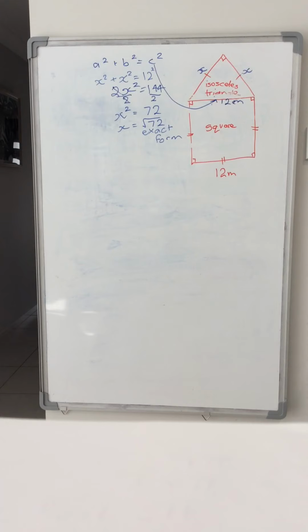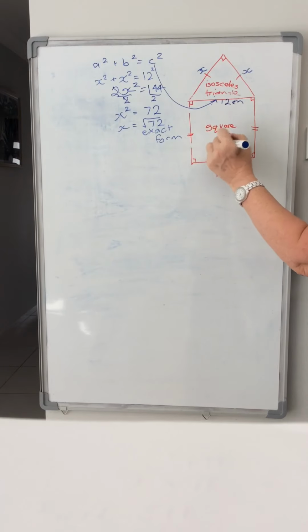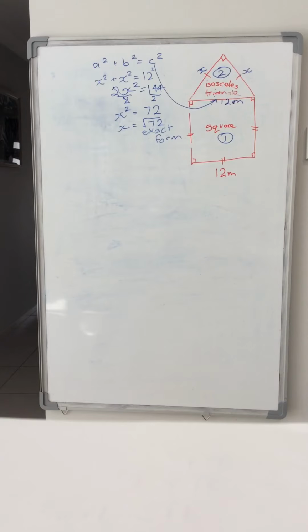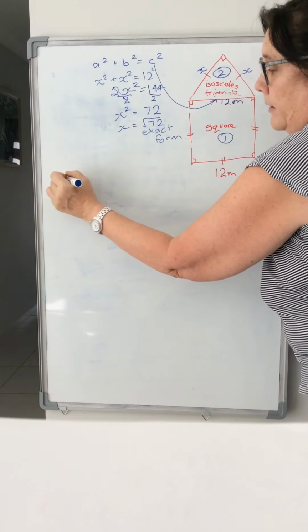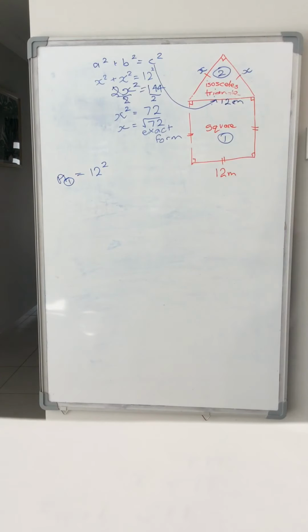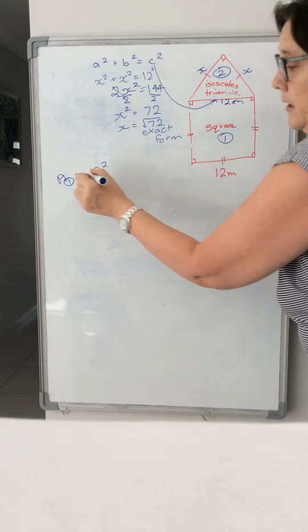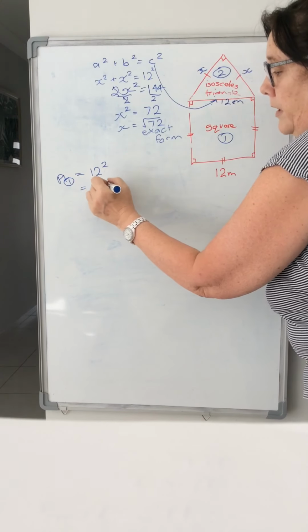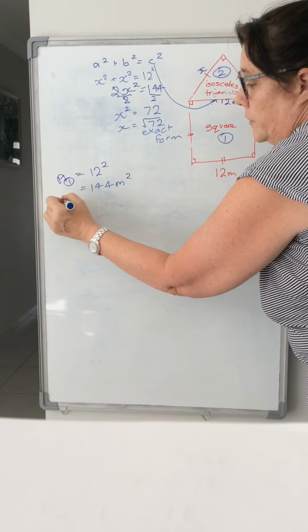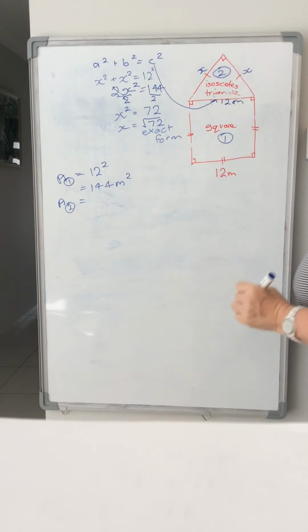Okay, moving on to part B, we're now being asked to find the area of the whole shape. So the shape is made up of two pieces, the square, which is piece 1, and the isosceles triangle, which is piece 2. So looking at area 1, we have a square. Square is simply the sides multiplied together, or 12 squared. So we have 144 metres squared, and then area 2 is the triangle.